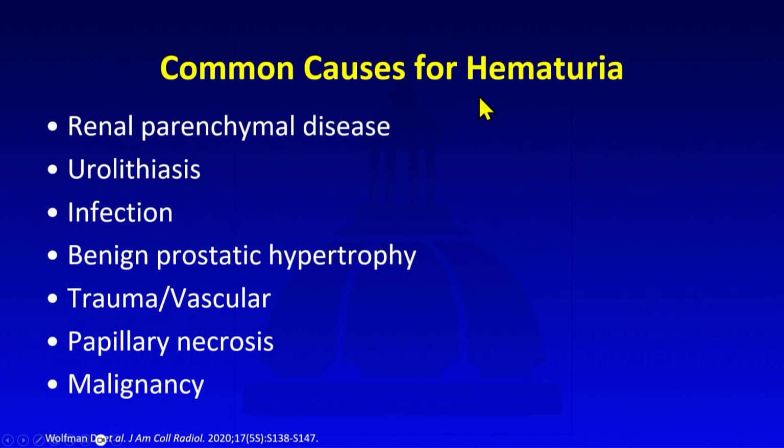Some common causes for hematuria include renal parenchymal disease, urolithiasis, infection, BPH, trauma or vascular etiologies, papillary necrosis, and importantly, malignancy. Renal parenchymal disease doesn't really have that many specific imaging findings, so I'm not going to talk about that, but then I'll talk about all the other entities.